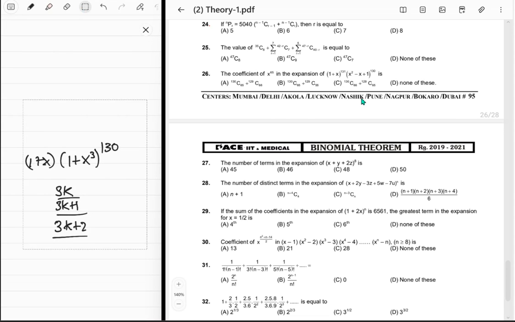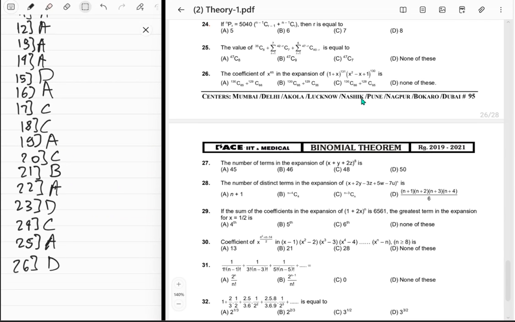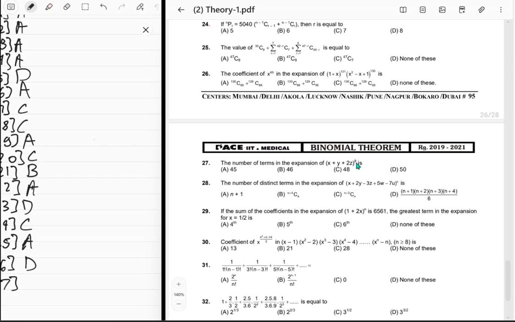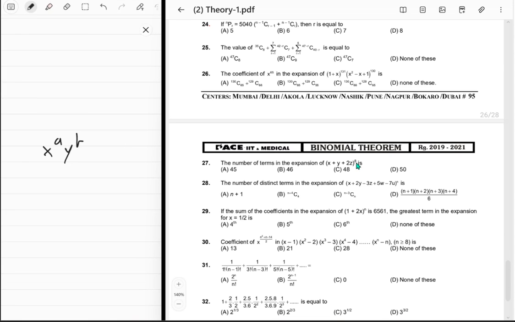All right. So let's go to 27. Number of terms in the expansion of x plus y plus 2z to the power of 8. Okay, cool. So it's the number of terms in that expansion. Fine. It's going to be x power a, y power something, and then you have 2z power something, which is just the general term, and then you have a multinomial coefficient and everything. The powers will be like that.